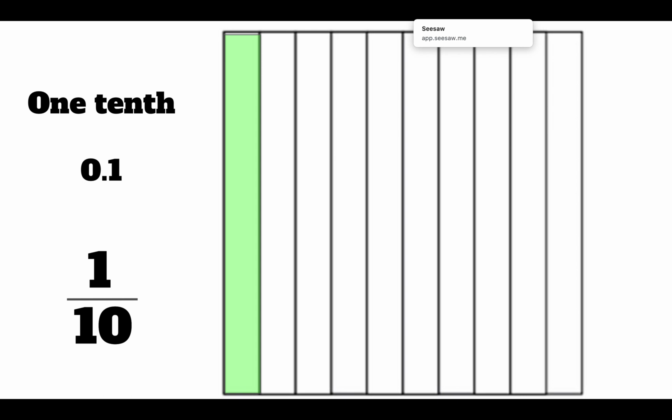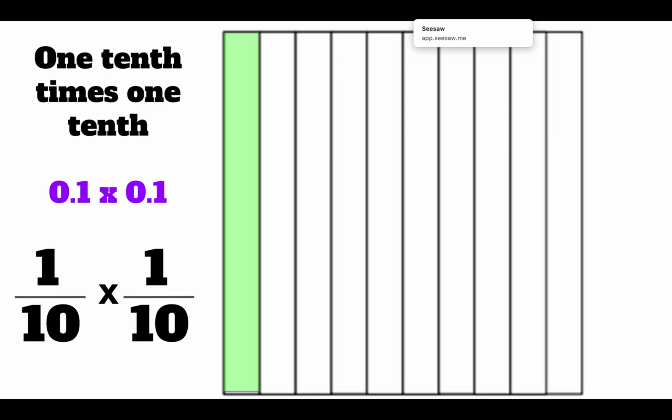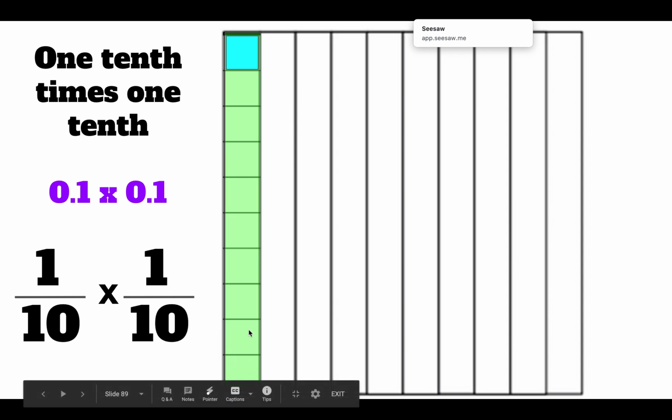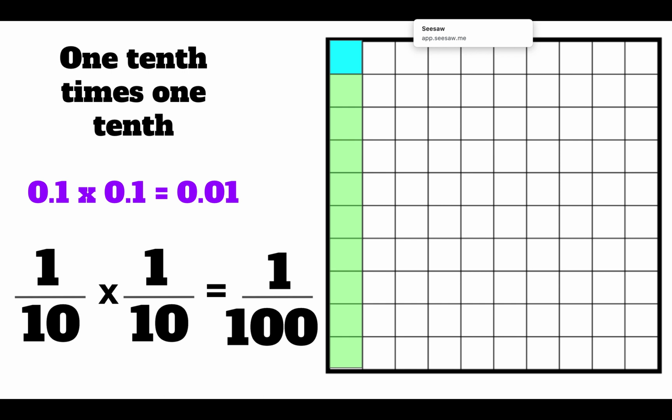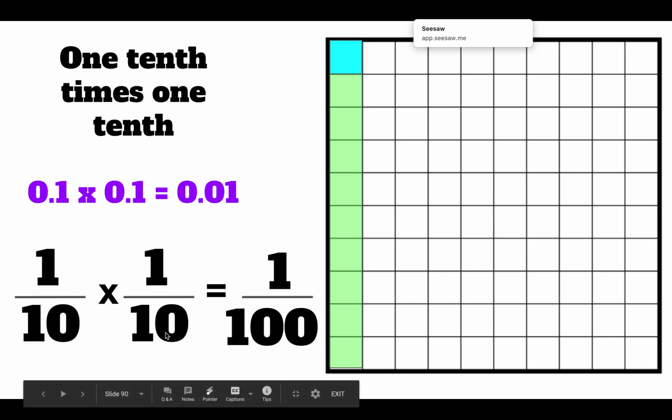So let's say I have my 1/10, and I want to know what 1/10 of it would be. So I want to know 1/10 times 1/10. So I would divide it into 10 pieces, and I would color in one of those 10 pieces. So 1/10 of 1/10 is 1/100th. Here's my equation with decimals. 1/10 times 1/10 is 1/100th. Here's the same thing, but with fractions.